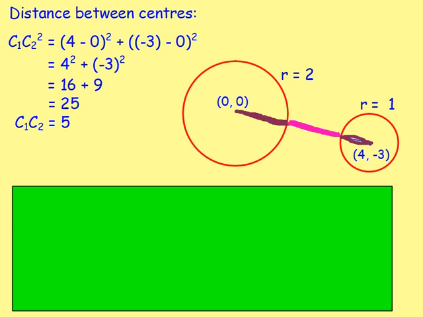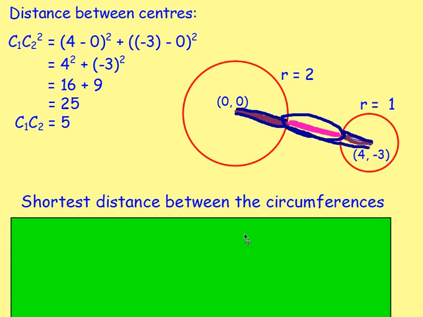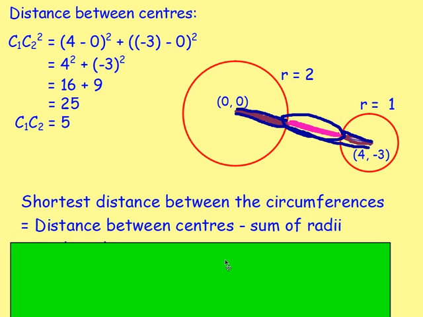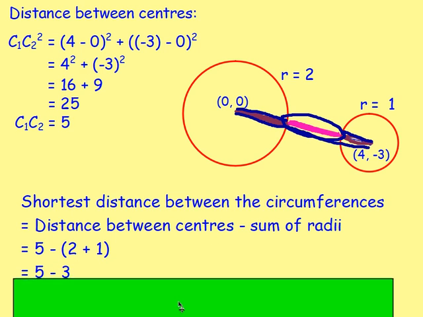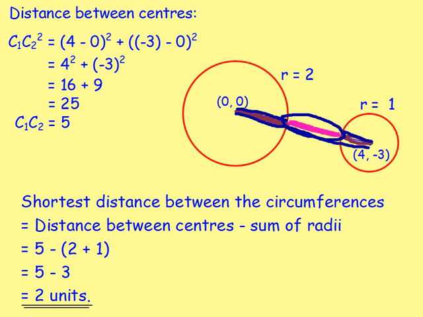Adam, what did you say? Good. From there, if you know then that the whole distance from here right the way down to here is going to be 5, you can take away this wee bit here, you can take away the 2, take away the 1, and what you're left with is just this short distance between them. So, the shortest distance between them is just the distance between the centres minus the sum of the radii. So you'd have 5 take away this 2 plus 1. That'll leave you with 2 units. So, this distance between them, the shortest distance, will just be 2.